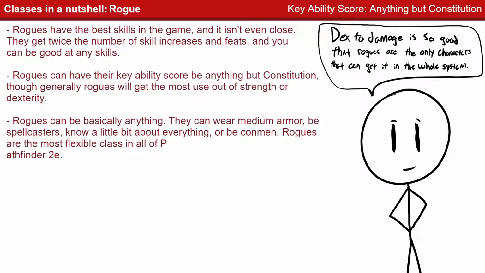The Rogue class is the class with the best skills in the game, and that's not even a question. They get double the number of skill increases and skill feats as everyone else, which is genuinely monumental. Plus, they get sneak attack and a bunch of different ways to debuff people by stabbing them. Also, if you want to get dexterity to damage, rogues are the only class that can get that in Pathfinder 2e.